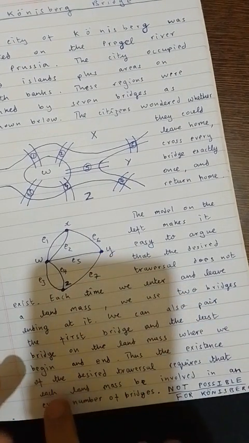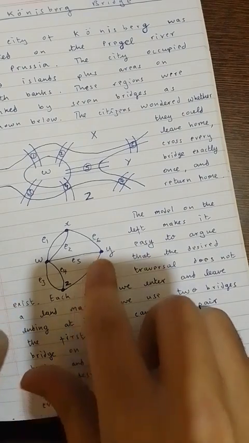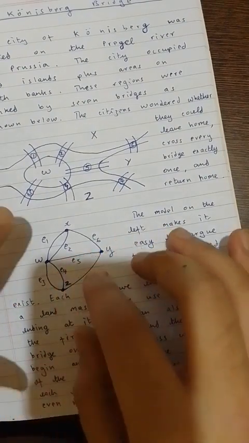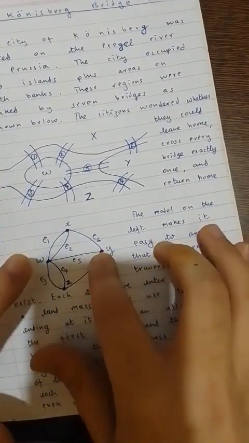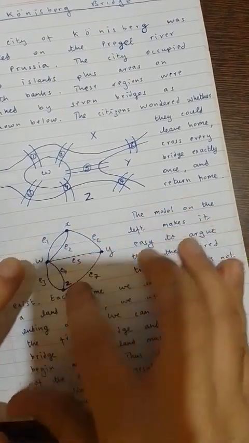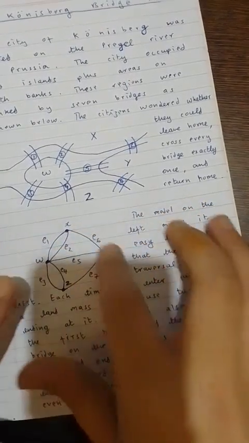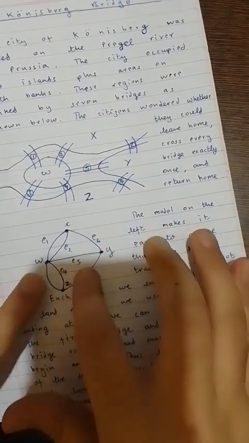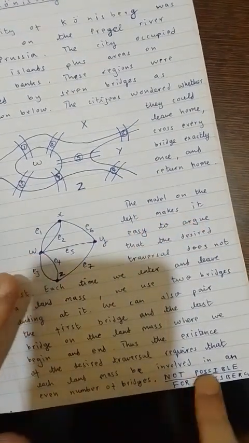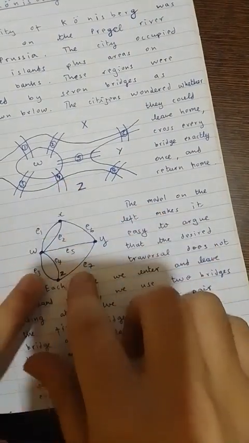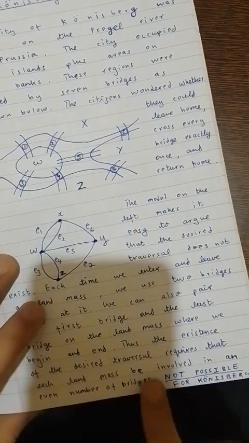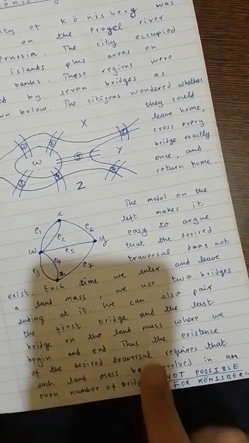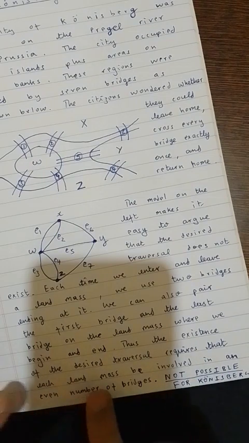So the desired traversal would not exist, because this is two edges, this is two edges, and this can be paired with two bridges. It would require an even number of edges, but this graph cannot have an even number of edges, because the edges represent the bridges of Königsberg, and there are seven bridges, and seven is not an even number. So it is not possible for Königsberg. Thus the desired traversal does not exist.